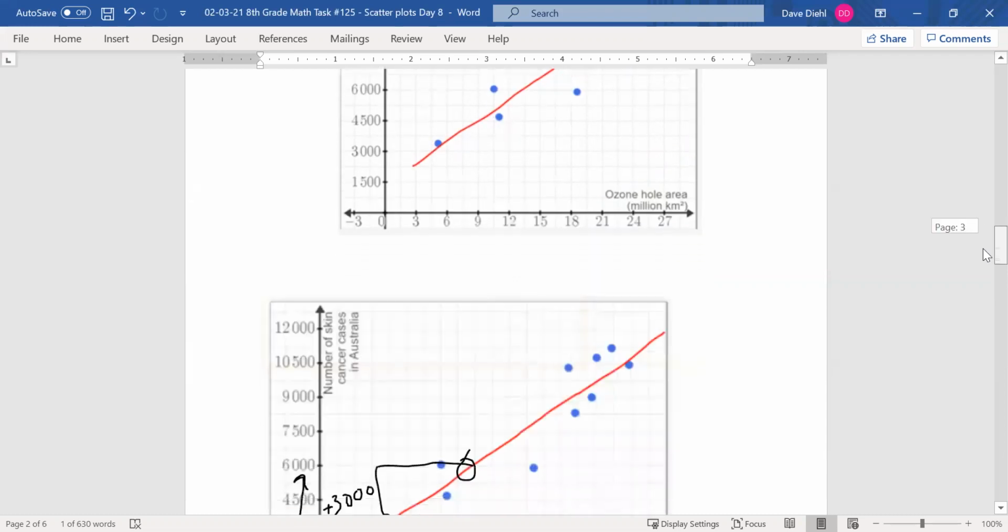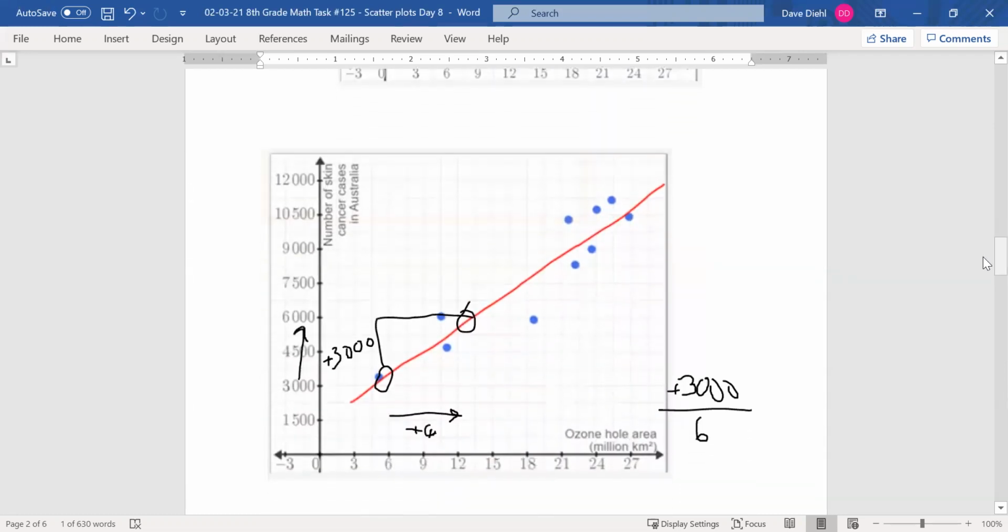So what did they do? Well, first they wanted to figure out how big is this thing getting and how fast? So they had to find the slope. That's how big it gets. So they picked 2 points and they said, well, when it was 6, there was 3,000 cases. When it was 12, there was about 6,000 cases.